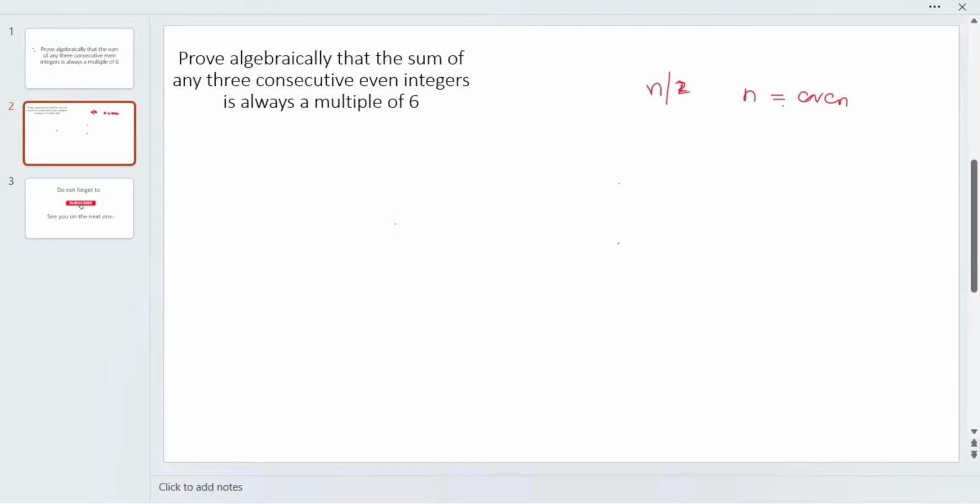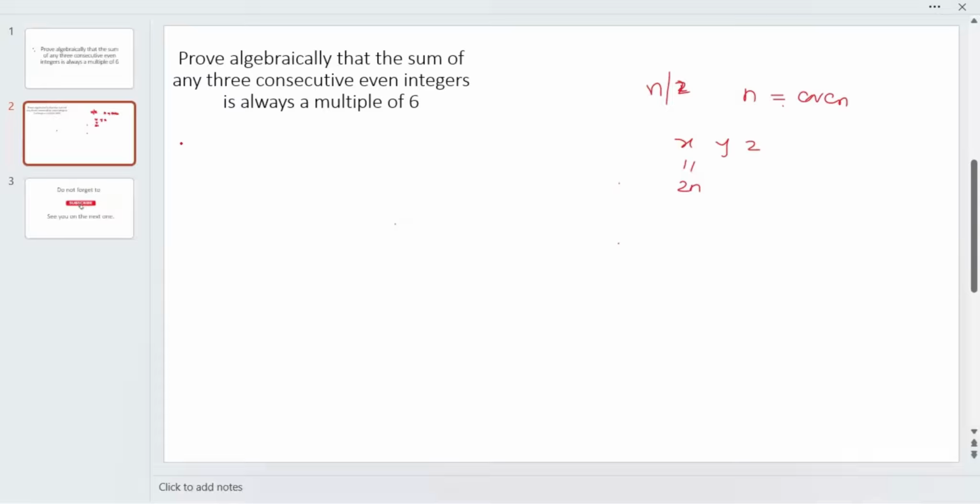So I'm going to pick three numbers, right? So we can call them X, Y, Z. We want to make sure that these three numbers are even, right? So I can say where my X is 2n. So I'm sure that this number is even, right?